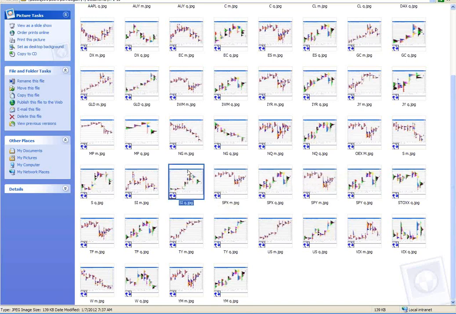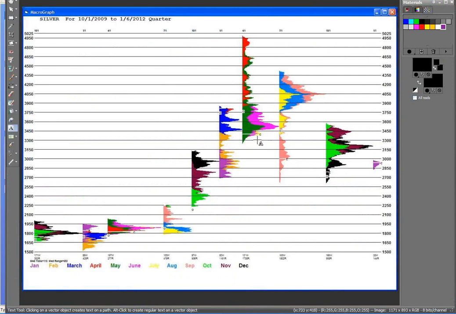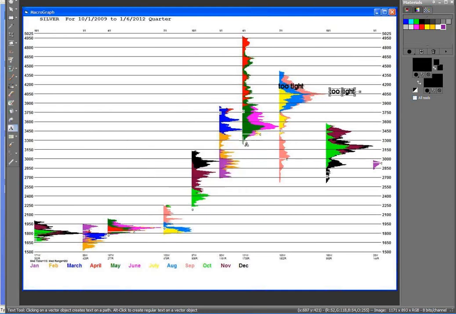Oh, here's a good one. Take a look at silver. Look at this on a quarterly basis, how tight it got up in this area, and how overbought the market got. After coiling up really tight here and exploding, it has a far above average move.